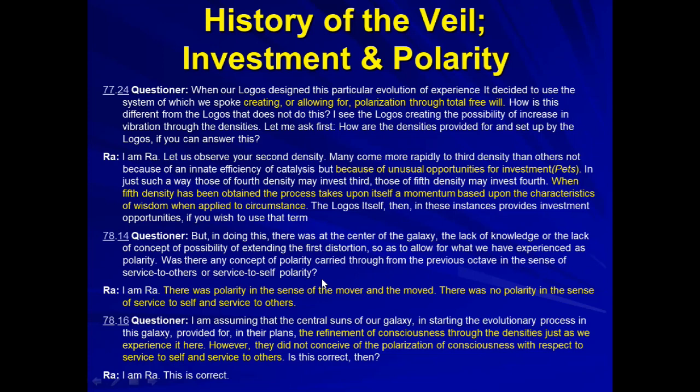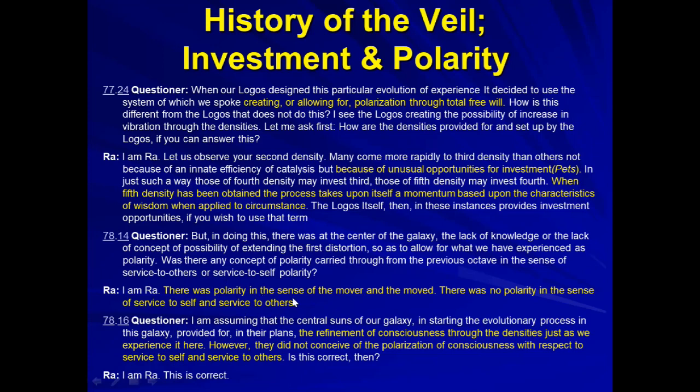So from the octave before this octave, remember, octave is not a density, it's a whole series of densities. Did we bring anything in that was, in a sense, about polarity? And then Ra says, there was polarity in the sense of the mover and the moved, rather than service to self, service to others, mover and the moved. Interesting. That's how it was set up originally. There was no polarity in the sense of service to self or service to others. So that's something to ponder on there.